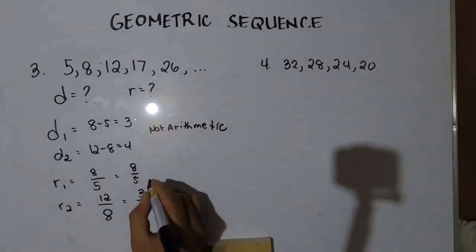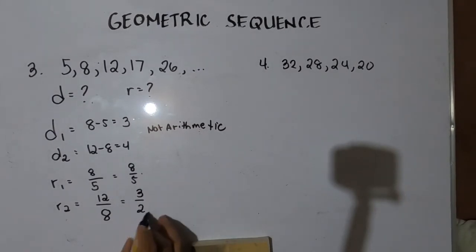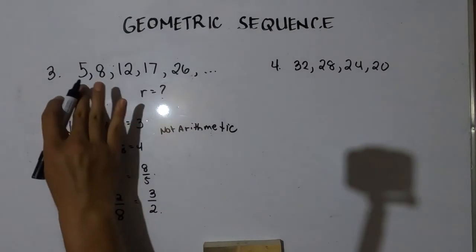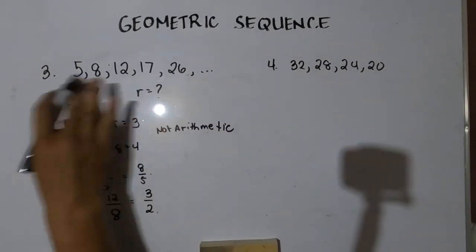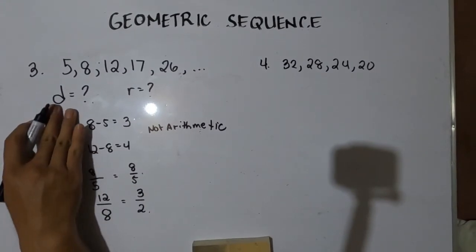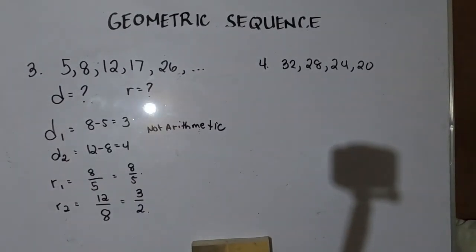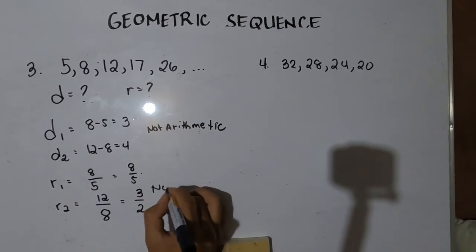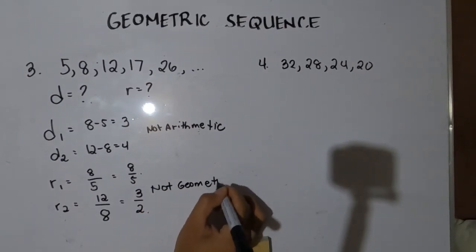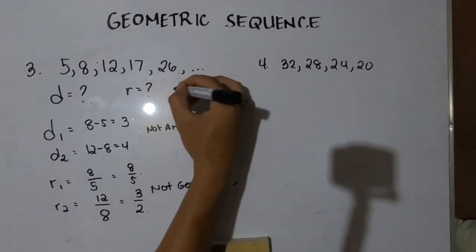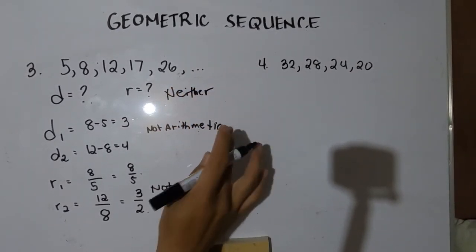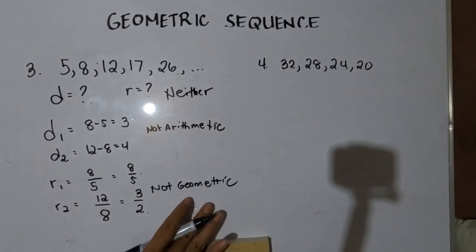So you can clearly see that 8/5 is not the same as 3/2. Therefore, this sequence does not have common difference nor common ratio. So this is not geometric. The answer is neither arithmetic nor geometric.